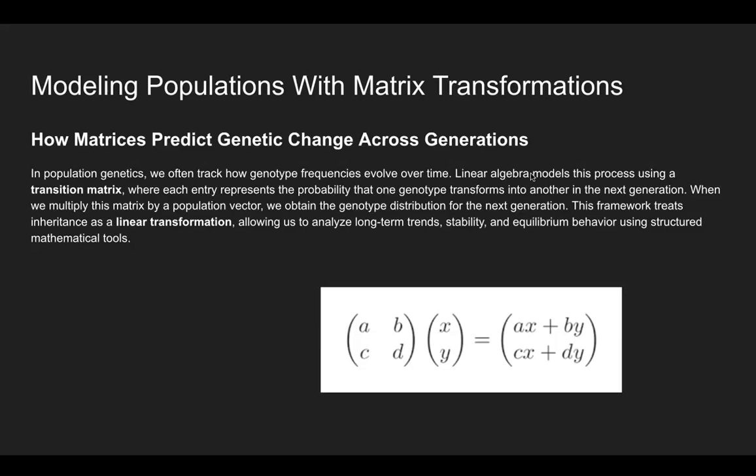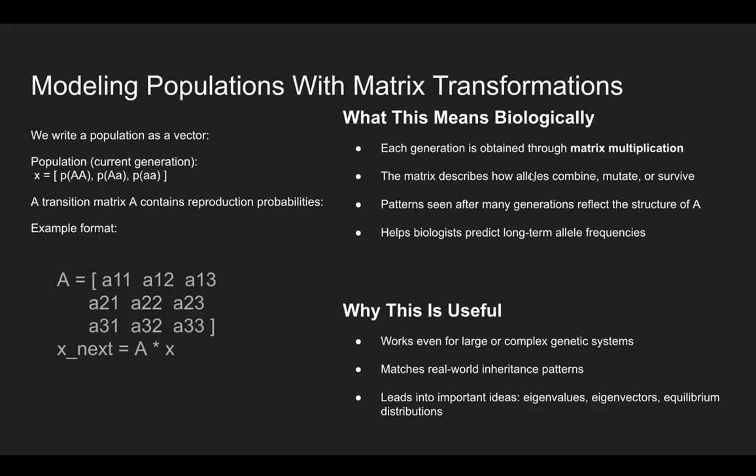This framework treats inheritance as a linear transformation, allowing us to analyze long-term trend, stability, and equilibrium behavior using structured mathematical tools. What this means biologically: each generation is obtained through matrix multiplication. The matrix describes how alleles combine, mutate, or survive. Patterns seen after many generations reflect the structure of A, and help biologists predict long-term allele frequencies.